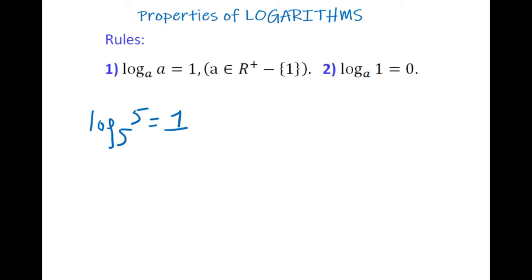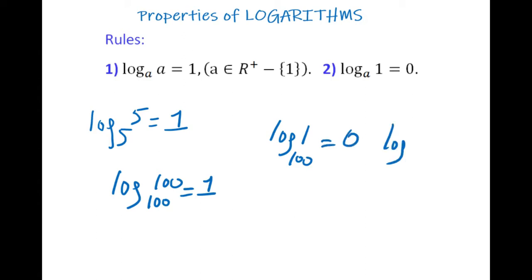1. Again, we need to consider that a should be different from 1 and a should always be a positive real number. And log of 100 in base 100 is equal to 1. For the second property, the logarithm of 1 is equal to 0 whatever the base is. For example, log 1 in base 100 is 0, or log 1 in base 1 over 2 is again 0. In order to grasp these properties, you need to practice, of course.